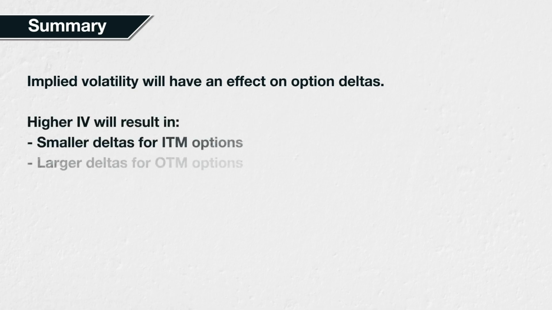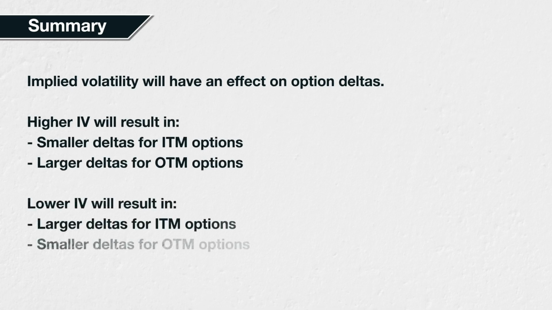In summary, the market's view on future volatility, as expressed via the option prices, and therefore the implied volatility, will have an effect on option deltas. Higher implied volatility will result in smaller deltas for in-the-money options, and larger deltas for out-of-the-money options. Lower implied volatility will result in larger deltas for in-the-money options and smaller deltas for out-of-the-money options.